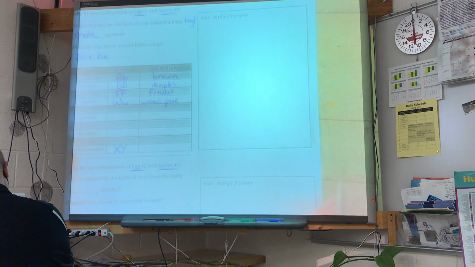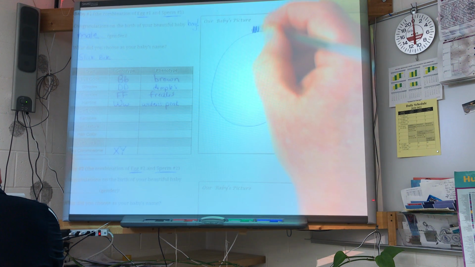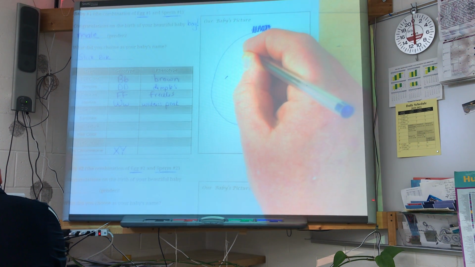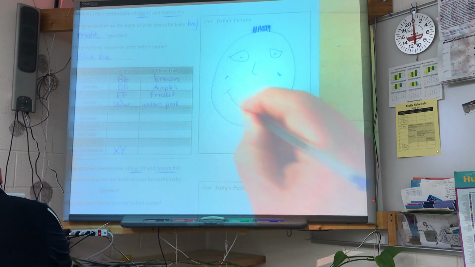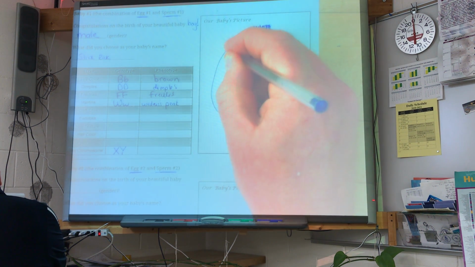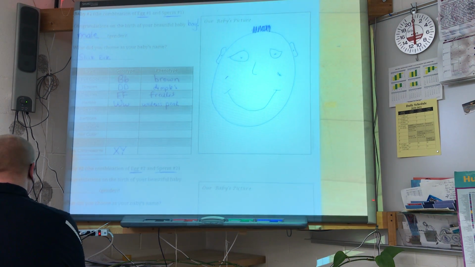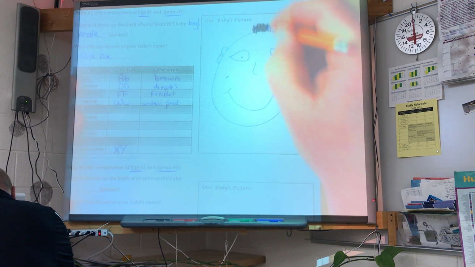Artistic abilities vary, I know a lot. The key is, does your picture express the traits that your child has? Does your picture show brown hair? Does your picture show that your baby has dimples, that your baby has freckles, that they do have a widow's peak? Those are the things that your picture needs to make sure it includes. Now, of course, it's hard to show brown hair if you don't use colored pencils. So after we get the rough sketch drawn in, of course, we will then add the color. Don't forget the widow's peak.